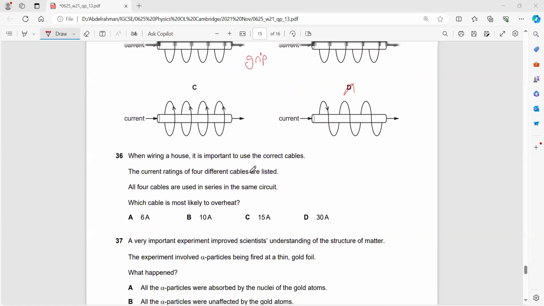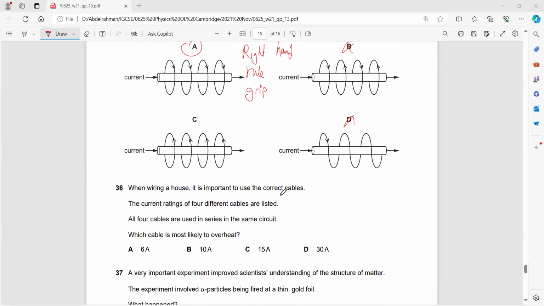Question 36. When wiring a house, it's important to use the correct cables. The current ratings of four different cables are listed. All four cables are used in series. Which cable is most likely to overheat? Quite easy. Definitely the 6 amperes.